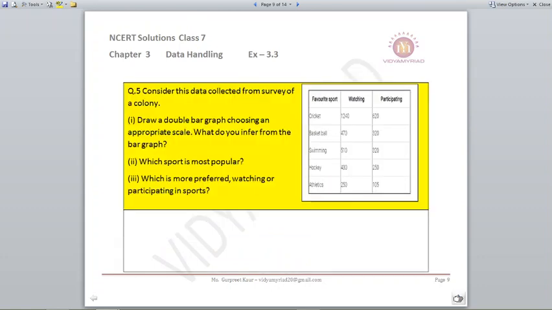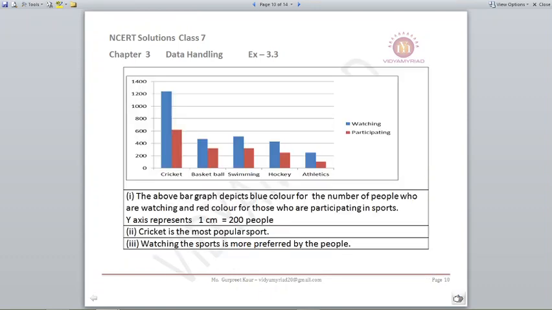Now consider the data from the survey of a colony. Here you have favorite sport, watching and participating. Draw a double graph choosing an appropriate scale. What do you infer from the bar graph? Which sport is most popular and which is more preferred, watching or participating? Let's see with the help of the graph.